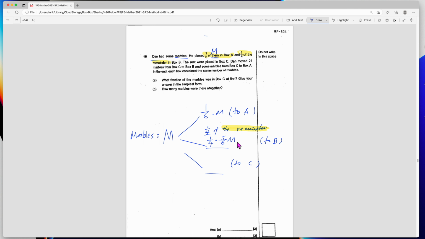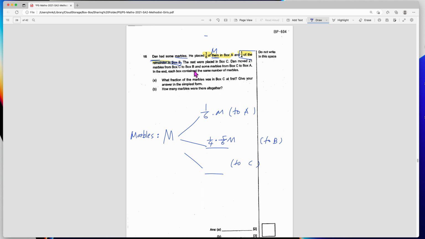Okay? So what you need to do is you just get the statement out, put it here, and then just follow. 1/4 times the remainder 5/6 M. Does it make sense? And then you fill it up here. And then of course if you use pencil you can erase this already. Does it make sense? Okay, very good.